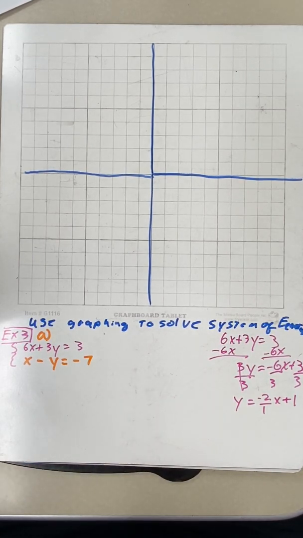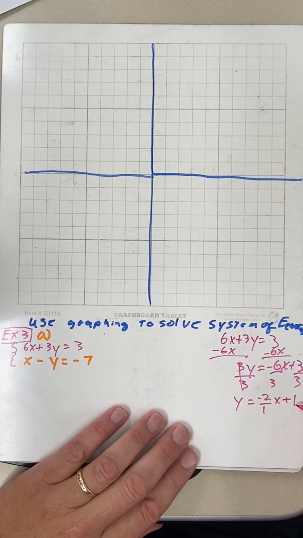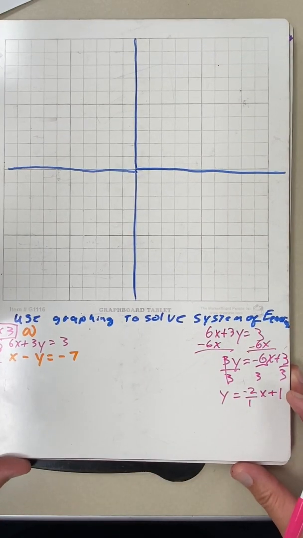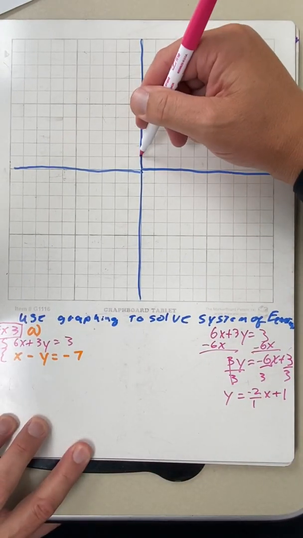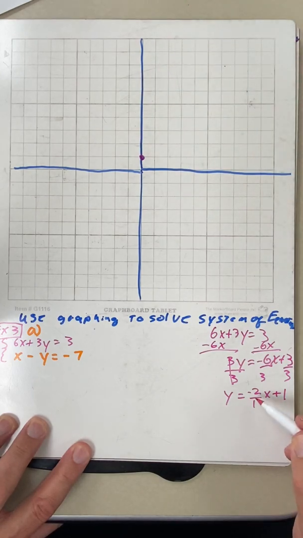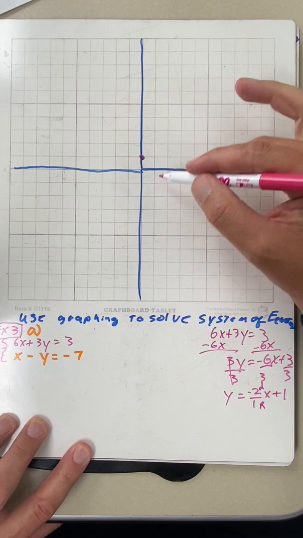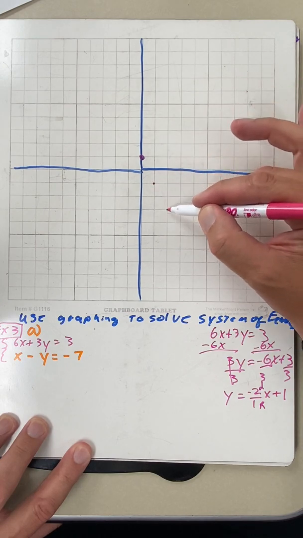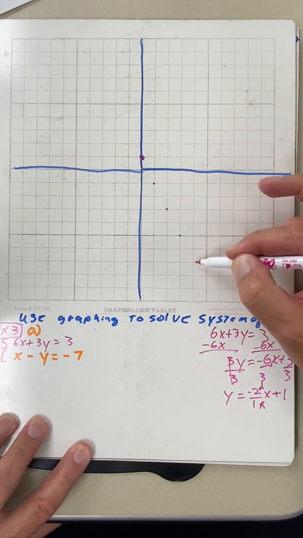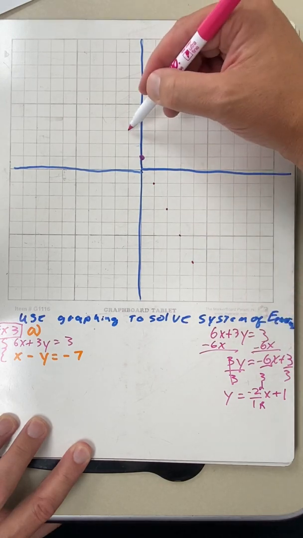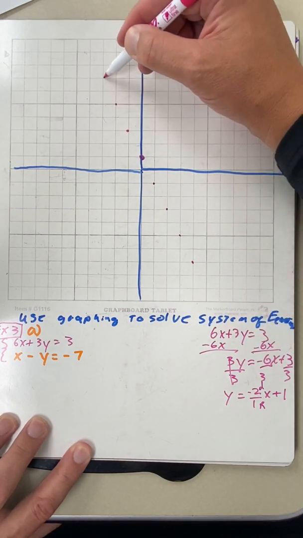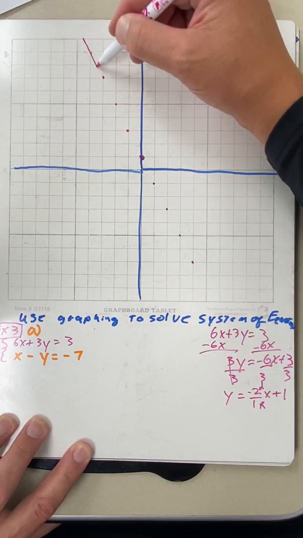Now, as I go to graph this, I'm going to start with my y-intercept at 1. Okay, so I'm starting right here. And now I'm going to go negative 2, which remember is down, and then we always go right. Down 2, right 1, down 2, right 1, down 2, right 1, and I'll work my way backwards, and we'll get something like this.